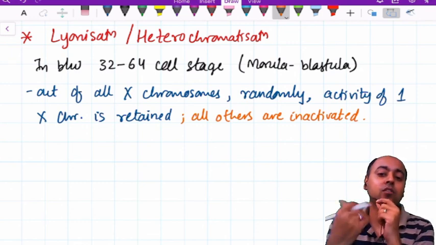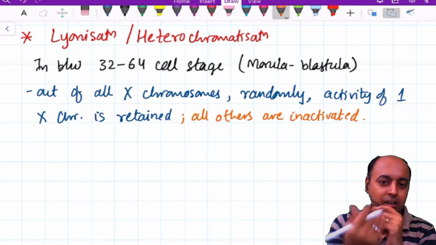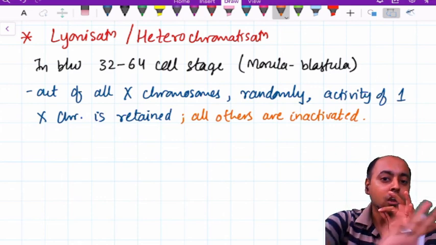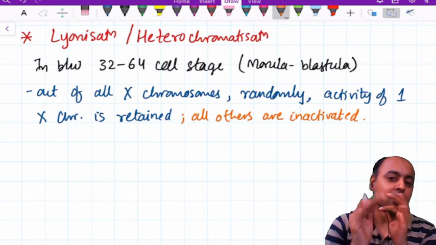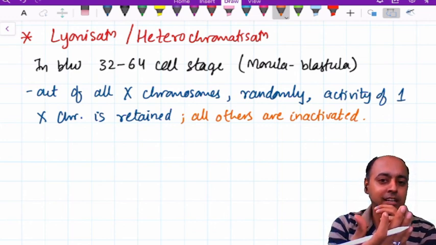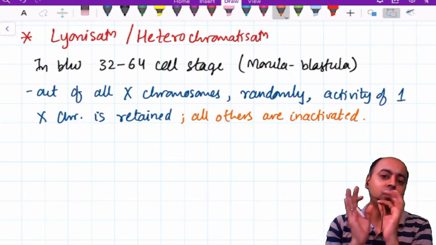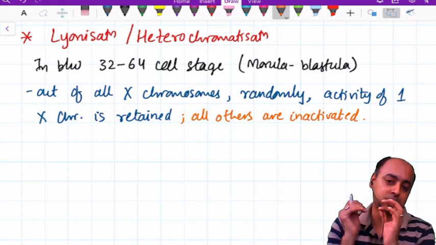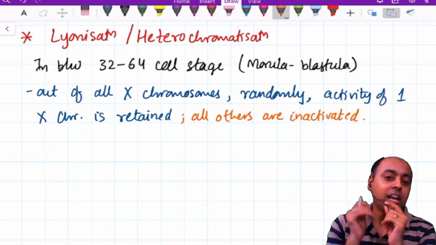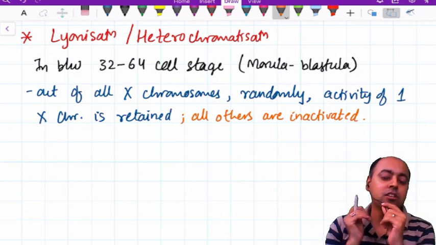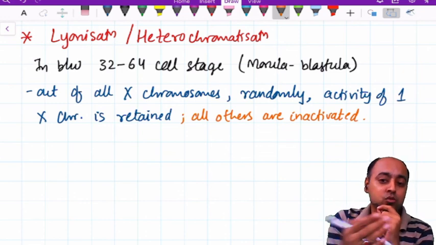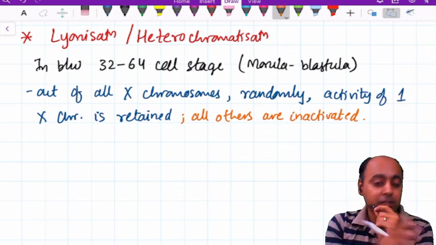So this is what is happening. One of the X chromosomes which is able to transcribe the XIST gene will coat all the other X chromosomes with that particular RNA. So all the other X chromosomes will get inactivated and that particular X chromosome will remain active. This is random. There is no fixed pattern for it. So this is Lyon's hypothesis, which says that the heterochromatization, that is inactivation of the X chromosome at this stage, is random. It doesn't have any pattern.